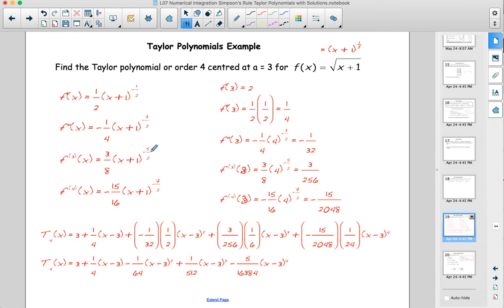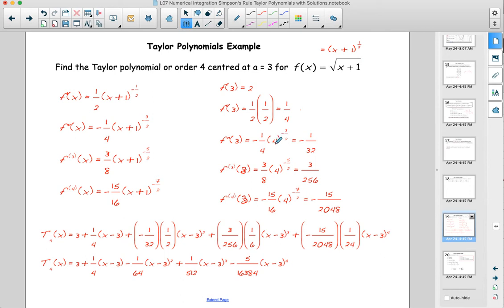Again, the next derivative would be this times that. That's negative 15 over 16. X plus 1, take 1 away from negative 5/2, we get negative 7/2. Now we're going to plug in 3. So if you plug in a 3 here, you get 3 plus 1. Square root of 3 plus 1 is 2. Plugging into here, you're going to get a half times a half. Plugging into the next one, we get negative 1/4 times 4 to the exponent negative 3 over 2.